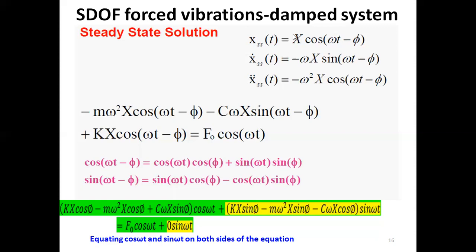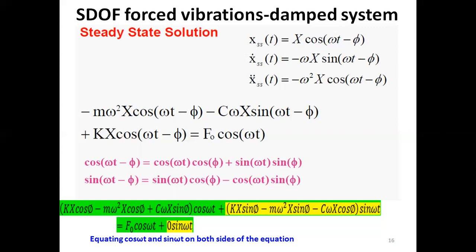sinusoidal. So X is the amplitude of the steady state response, and ω is the frequency of the excitation, because we know that in forced vibration the system would not vibrate at the natural frequency, but at the frequency of excitation. And φ is the initial phase, and this phase represents the phase difference between the forcing function and the response, either the lag or lead between those two signals.